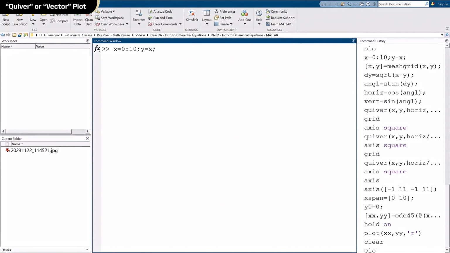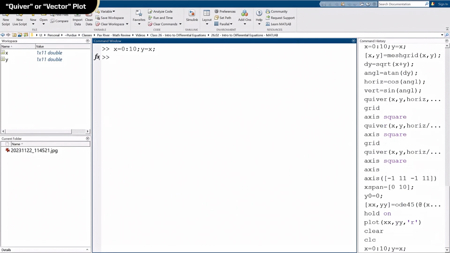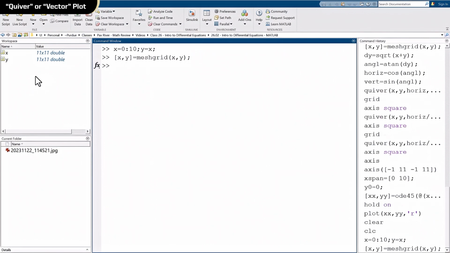So I'm going to let x go from 0 to 10 in steps of 1, which is the default, and I'm just going to say y equals x. So I've got two vectors that are 11 elements long over here. Now, in order to make this plot, I need a grid of x's and a grid of y's, and it turns out there is a function called meshgrid that does that. So when I type in meshgrid, and I'm going to reassign x and y, notice those went from being 1 by 11 to 11 by 11. So these are now matrices.